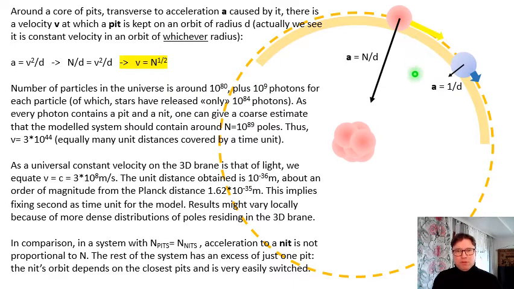This is a very schematic picture of the later evolution of the 4D system, where most of the pits, at least I'd say more than 95% of pits, are concentrated at the center of the system, and a few percent are on this 3D zero brane surrounding the center. It also means that most probably the proportion of nits to pits along this 3D brane is something like 20 to 1 or something like that. So there are many more nits in this space.